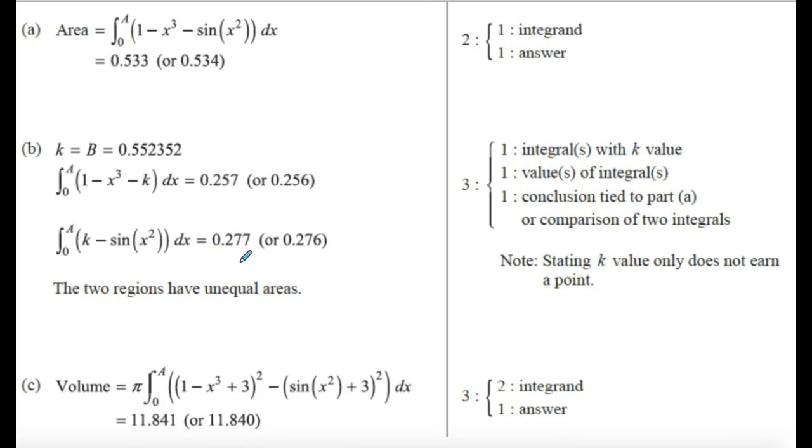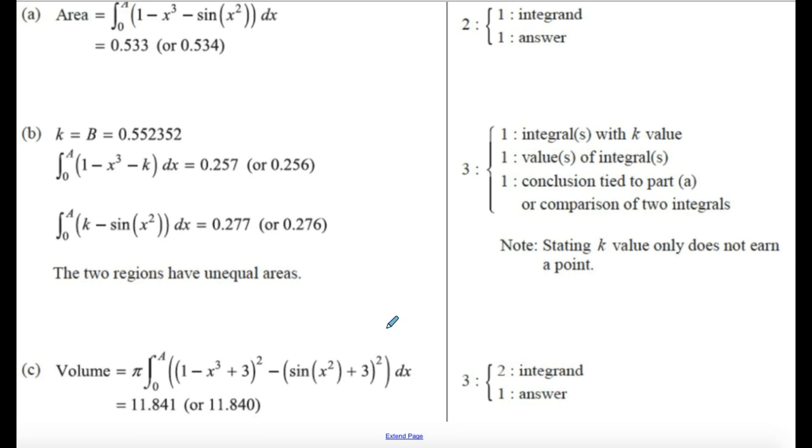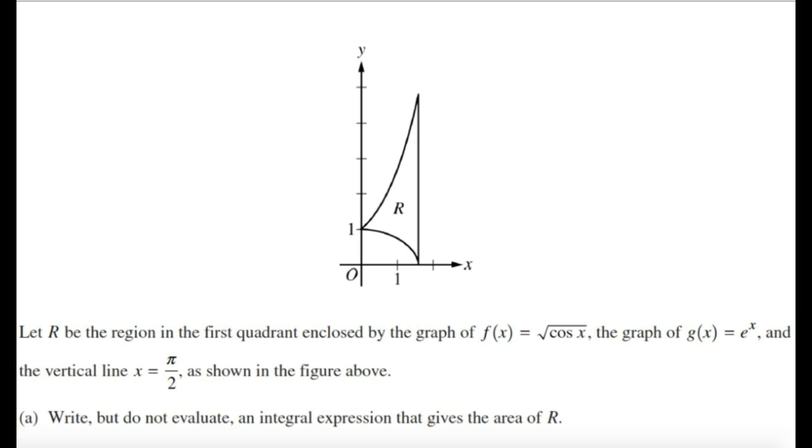B was worth 3 points. Okay, 1 point for the integrals, 1 point for the values of the integrals, and then 1 point for saying no, they aren't the same. And then part C was also worth 3 points, 2 points for the correct setup, and 1 point for the answer. All right, one more.